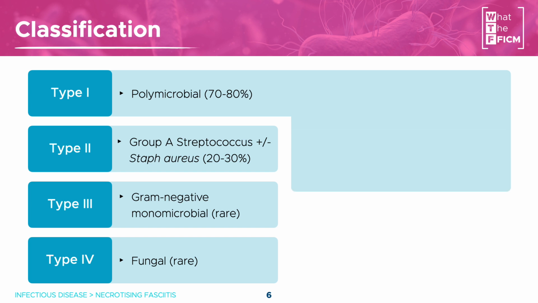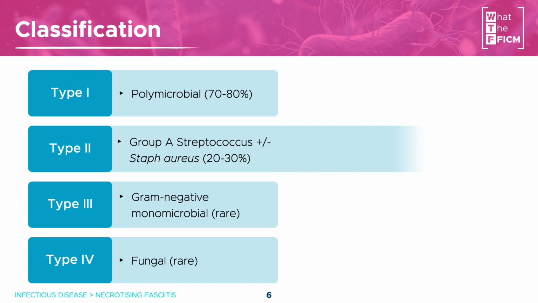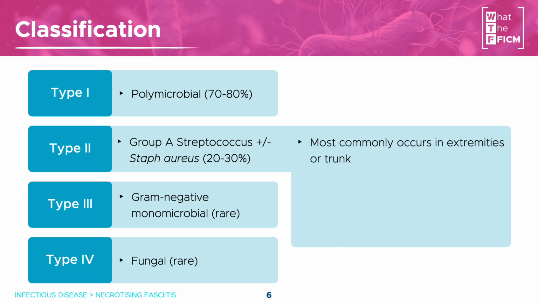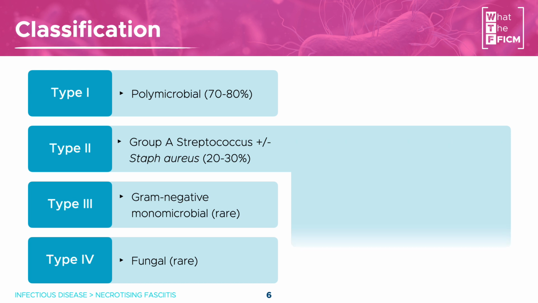So in terms of type 1, tissue samples taken from patients with this condition typically identify on average 4 different organisms. This is usually a combination of gram-positive cocci, gram-negative rods, and anaerobes. It occurs most commonly in the perineal region and the trunk, and it's often associated with immunocompromise or risk factors, which we'll discuss later. In terms of type 2, this most commonly occurs in the extremities or the trunk. It can also be associated with toxic shock syndrome, and it usually occurs in immunocompetent young patients.